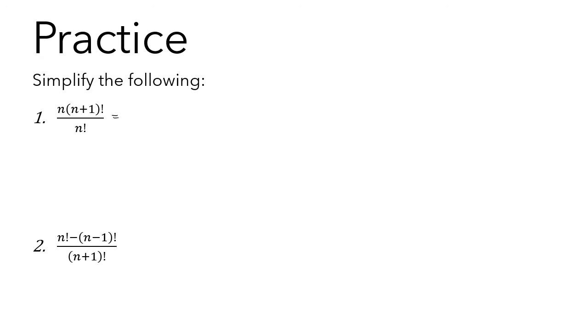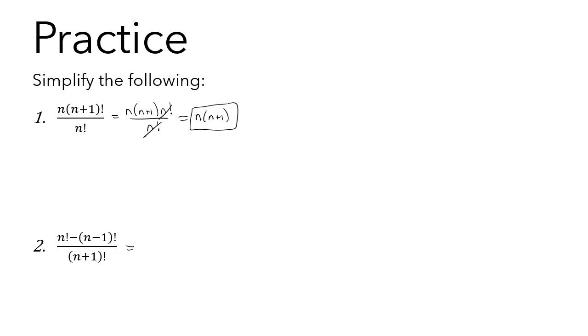So let's simplify this. n times n plus 1 factorial is just n plus 1 times n factorial divided by n factorial. n factorial and n factorial will cancel, and I'll be left with n times n plus 1. And that's my simplified answer.